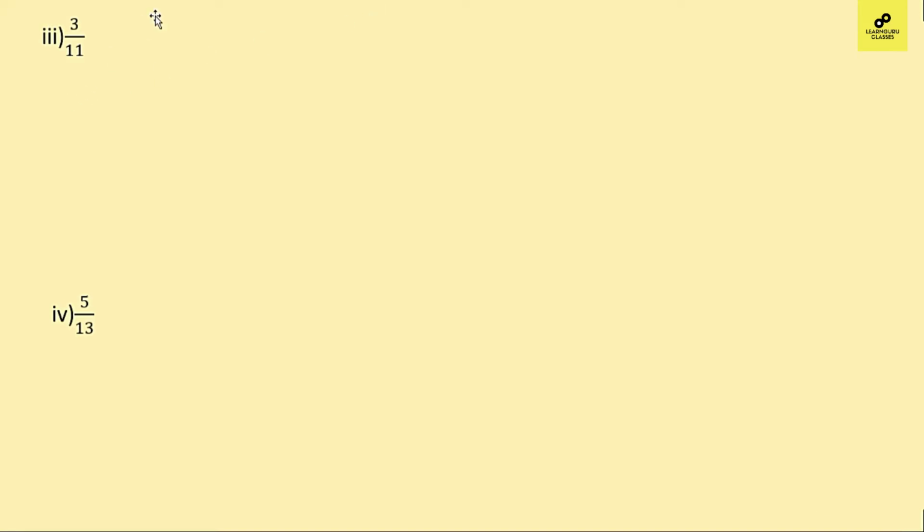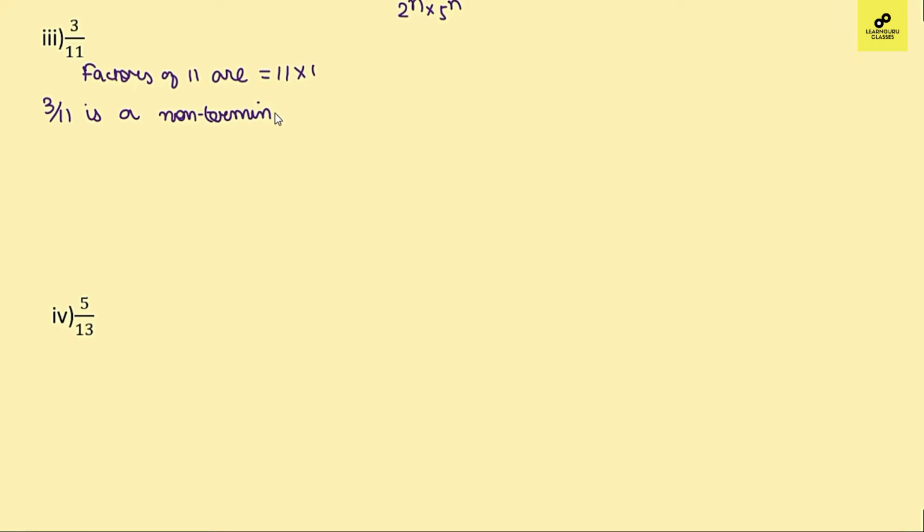The next sum is 3 by 11. So the factors of 11 are only, since 11 is a prime number, you can write 11 as 11 into 1, right? So it cannot be expressed in the form of 2 to the power of n into 5 to the power of n. So what will you write? 3 by 11 is a non-terminating repeating decimal expansion.